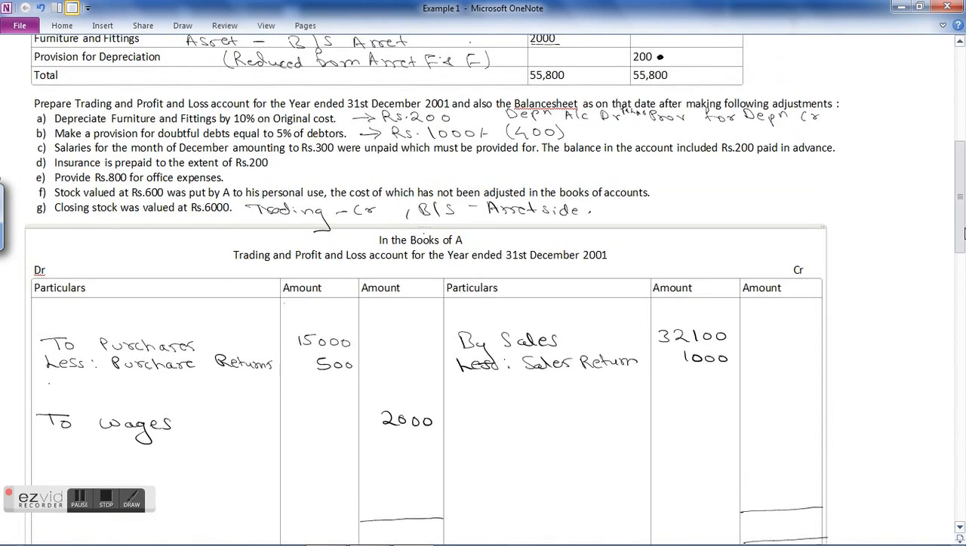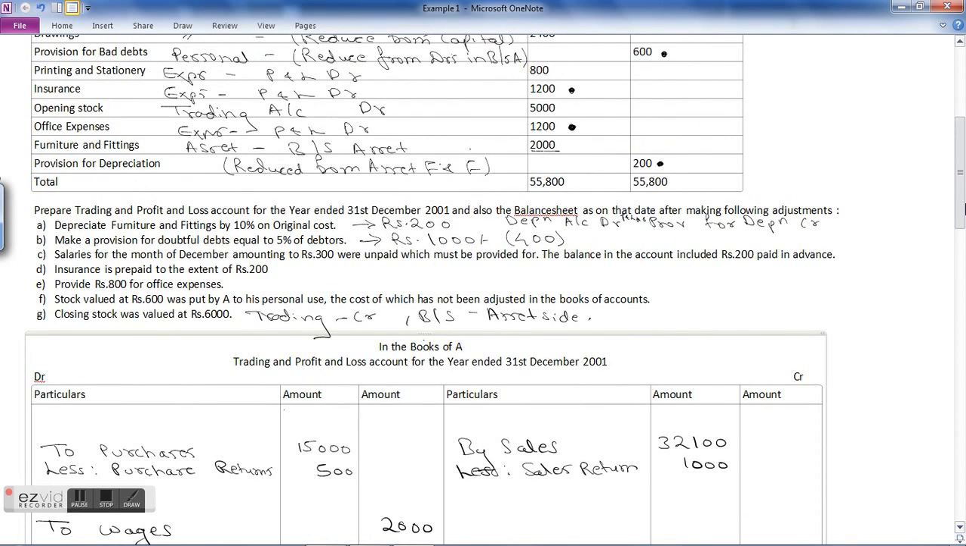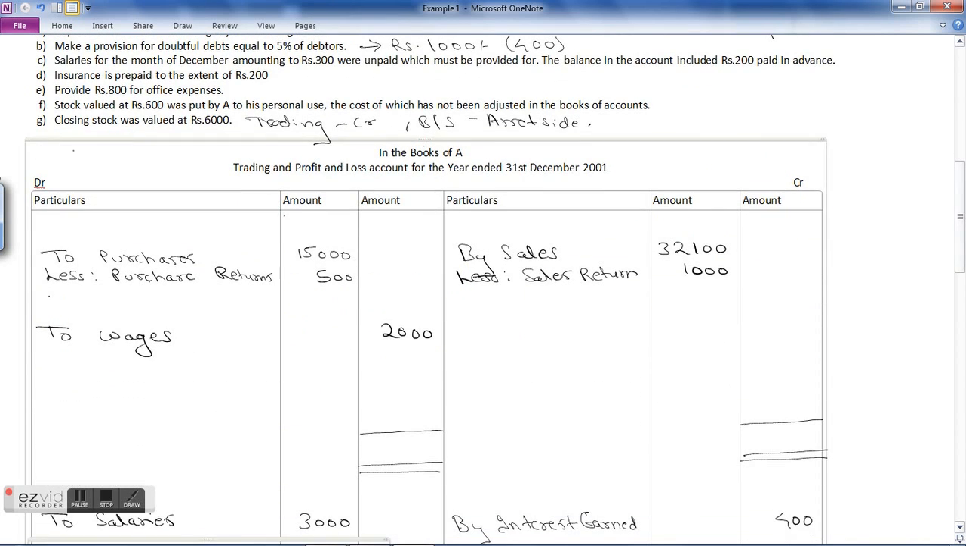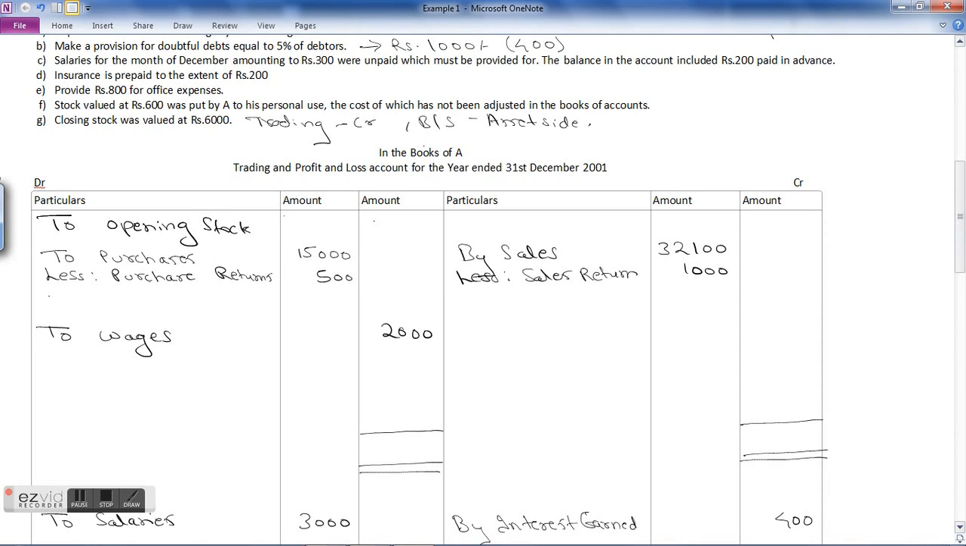Then opening stock, trading account debit side 5,000. So to opening stock, trading account 5,000. There is no adjustment, so we are taking it to the outer column.